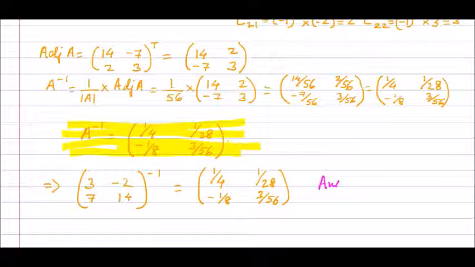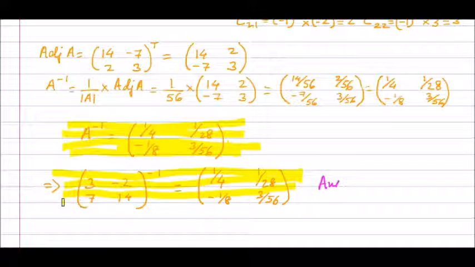Let us just highlight this as well, since we have highlighted the previous one. We have found the inverse of our given matrix, that is this one, 3 minus 2, 7 and 14. So the inverse of 3 minus 2, 7 and 14 is 1 by 4, 1 by 28, minus 1 by 8 and 3 by 56.